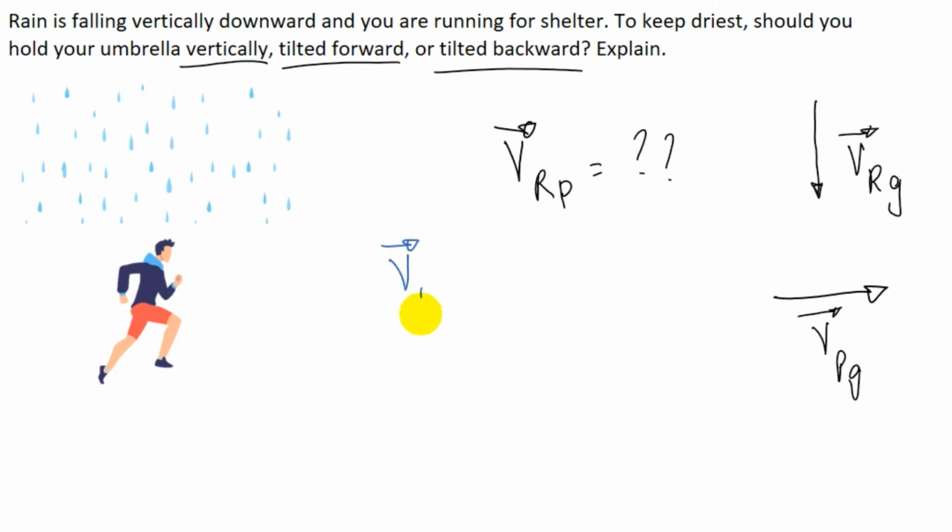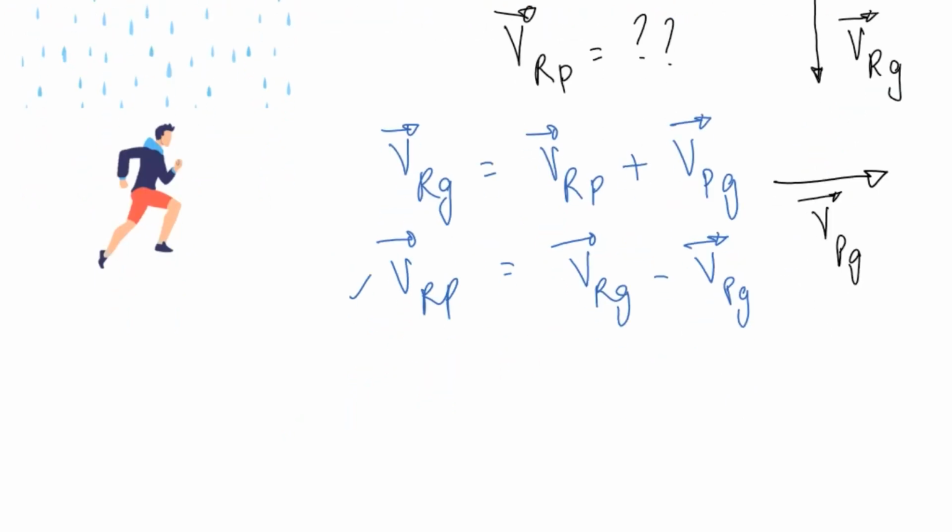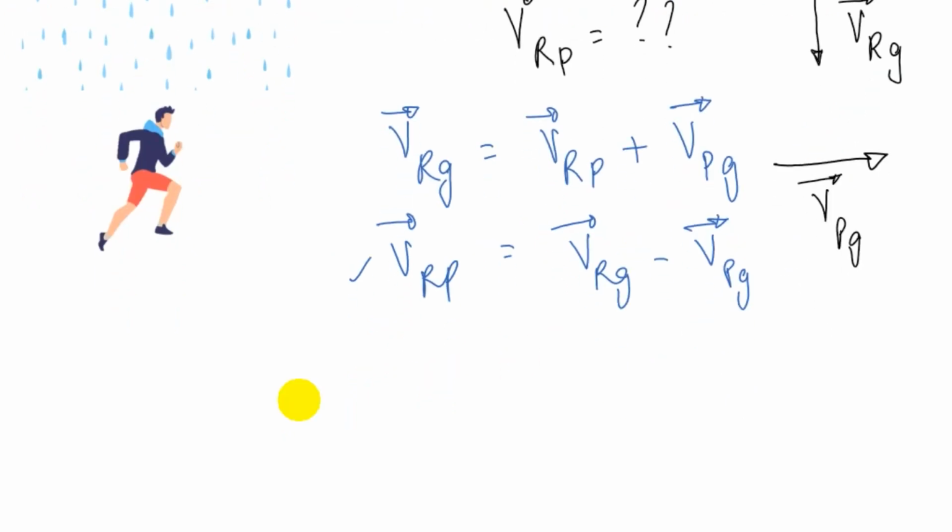the velocity of rain relative to ground is equal to the velocity of rain relative to person plus the velocity of person relative to ground. And from here we can write VRP is equal to VRG minus VPG. So simply we have to subtract these two vectors to find this direction. Now VRG is in downward direction. Let me represent it also. So this is VRG.